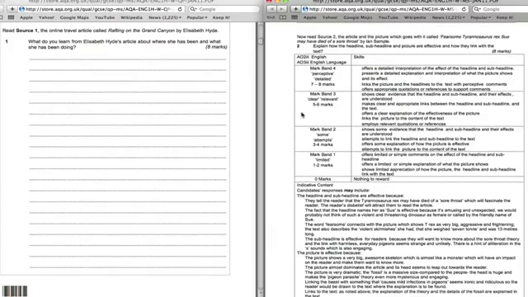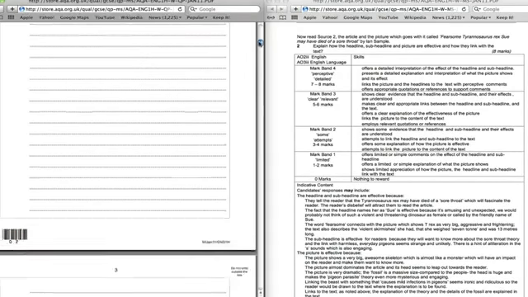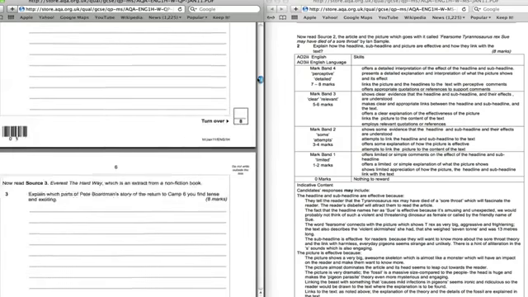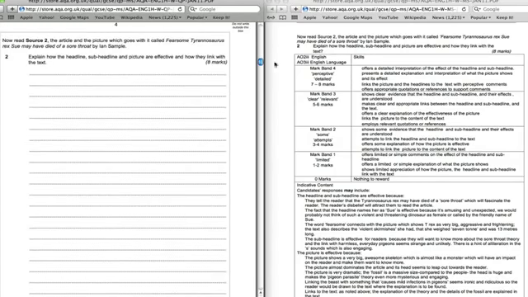Moving on then to number 2, and again we'll look at the question, but the question's in the marks scheme, but we'll just get there. Again, you're looking at 8 marks, so they've given you again that much space to write in it. Here we are. Explain how the headline, subline and picture are effective and how they link with the text. Now basically what you're being asked to do here is to analyze the actual media presentation, how it's actually put to you in different forms of media.